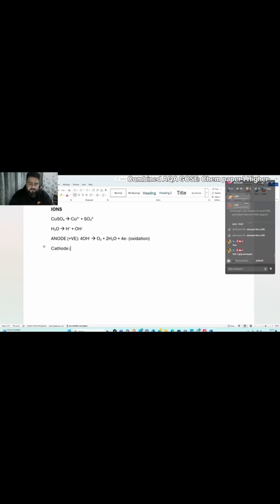Next is the cathode, which is negative. And in terms of this negative, we've got one of these two that can go. So remember, the positive ions are going to be attracted to the negative part. And so we've got copper ions and hydrogen ion. And the rule for this one, if you remember from the last video, is the least reactive ion will go to the cathode. And in this case, it's going to be copper. So we've got Cu2+, and it's going to make copper.